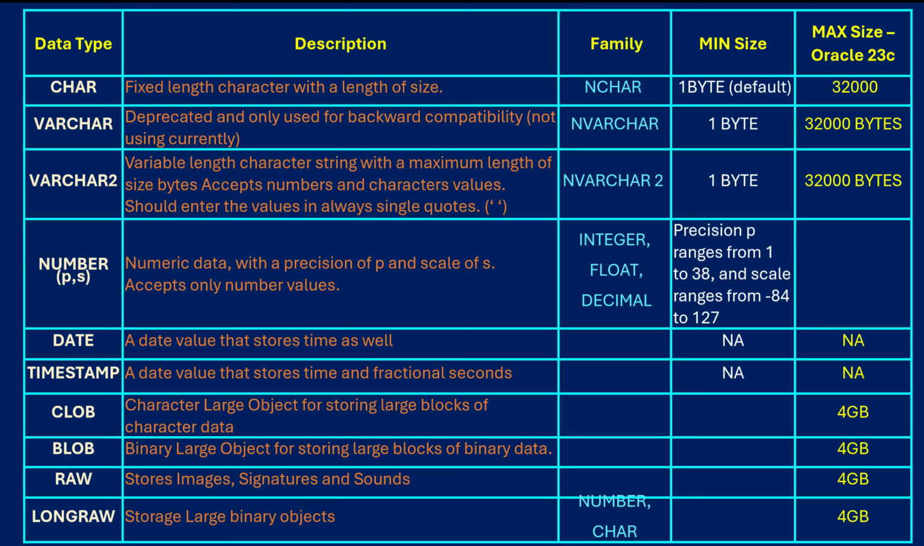Whereas numbers like integer, float, decimal, everything comes under the NUMBER family. NUMBER has precision and scale. It accepts 1 to 38 digits and the scale range is -84 to 127. DATE and TIMESTAMP have no default size. DATE will store the data up to seconds, whereas TIMESTAMP will store up to milliseconds as well. CLOB, BLOB, RAW, LONG RAW are all large objects. Anyway, Oracle 23 now supports JSON and XML as native data types, so you can store semi-structured data in those data types, right?